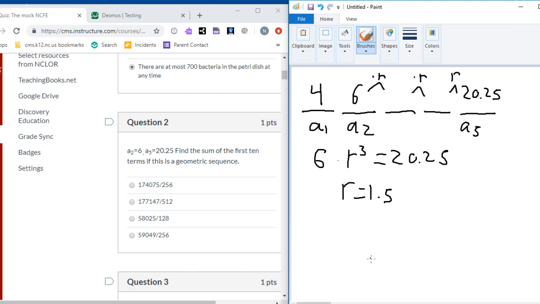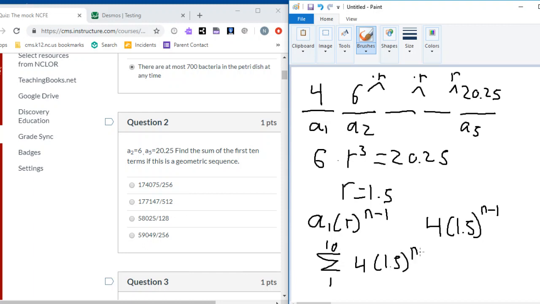So now I need to find the sum of the first 10 terms of the sequence. There are two ways you can do this. One is I could find the explicit form of a geometric sequence, and I think that's the easiest way to do it. The explicit form of a geometric sequence, which is on your formula sheet, is A1 times r to the n minus 1 power. So that means 4 times 1.5 to the n minus 1 power. And then we can just use our calculator to evaluate sigma notation. We're finding the first 10 terms of 4 times 1.5 to the n minus 1 power.